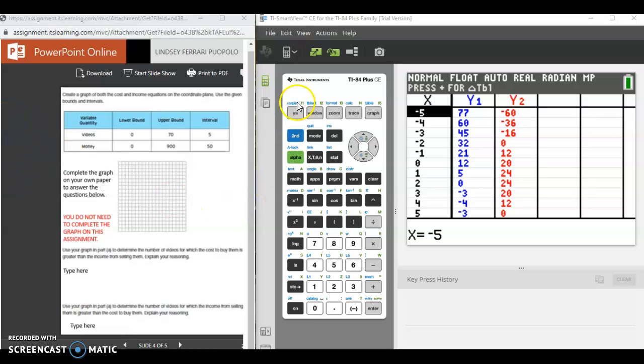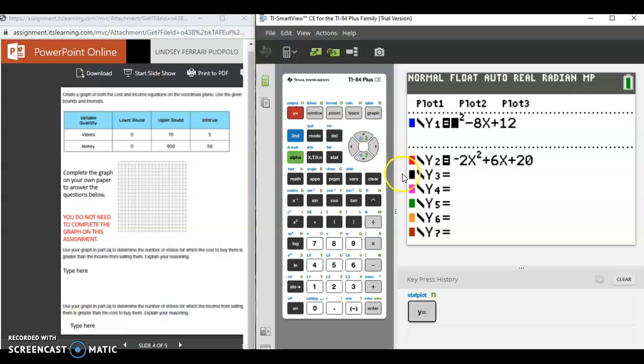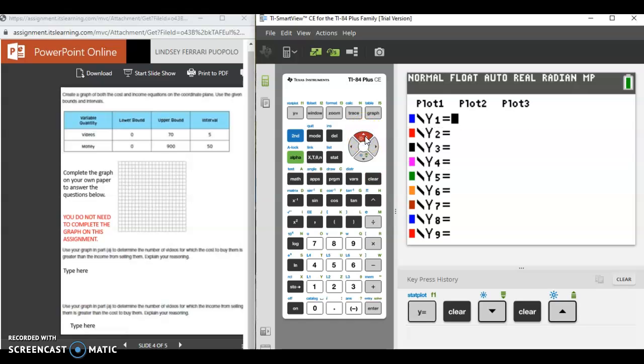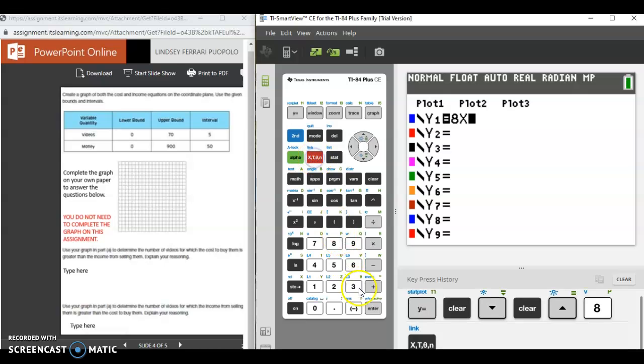So I'm going to go over to my graphing calculator. I'm going to go to my y equals. I'm going to clear out anything that is in my calculator. I'm now going to write the equations that we wrote together. So our equation for cost was 8x plus $200. Our income cost was 12x.